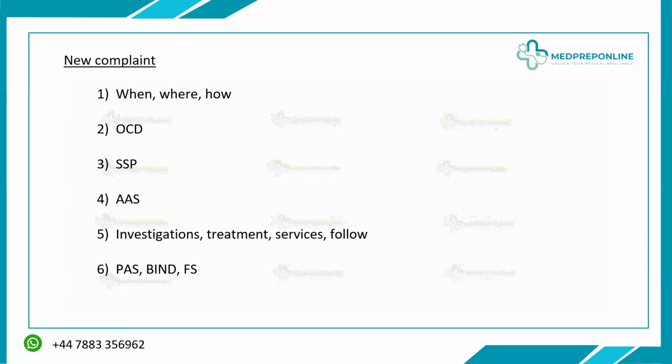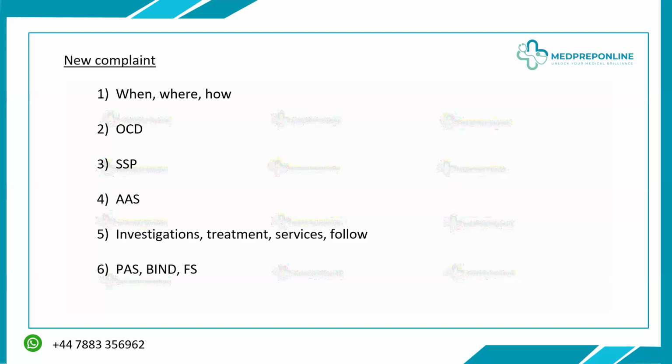So if there is a new complaint, then you can ask when this problem started, where it started, and how it started, and you can ask about the onset, course, and duration of the symptoms, and site, severity and progression of the symptoms, aggravating and associated factors, and you can ask about the systemic review.